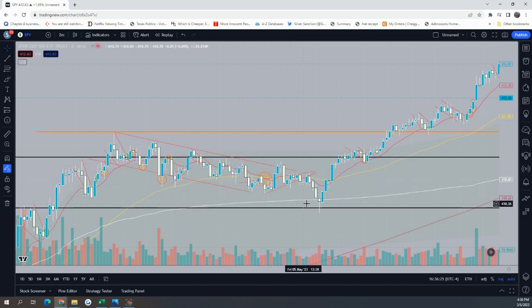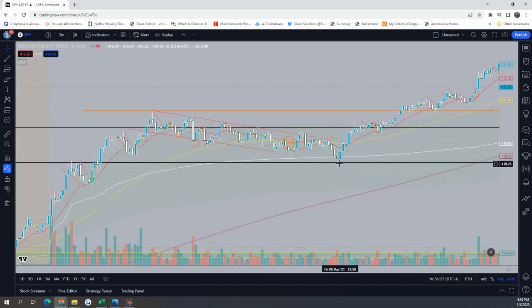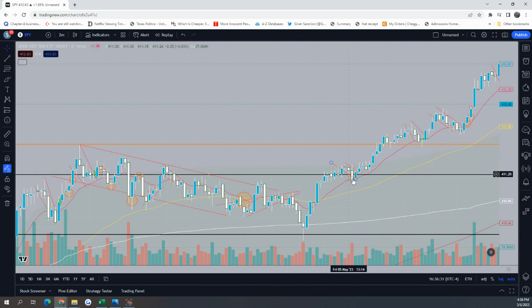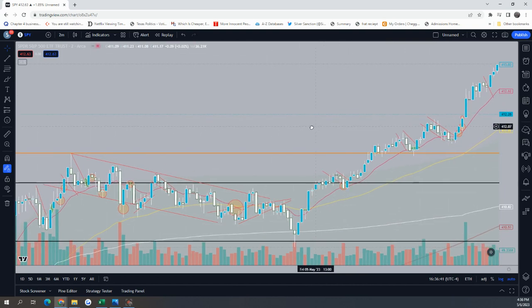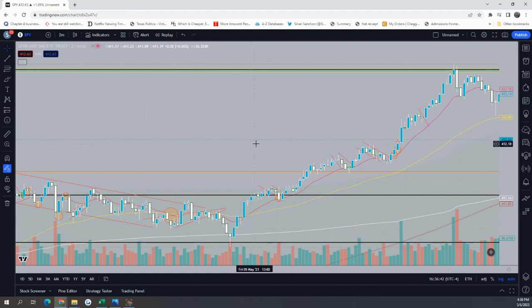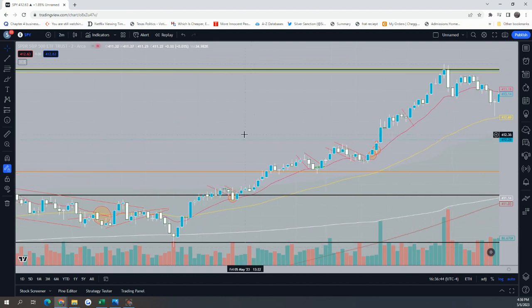But then once we broke back up above the EMAs and held that level with that hammer candle off of that 410 area, I sold here for a small profit. Thanks to theta decay in that case, I got saved there, but a small profit. So right now, about in the day, I'm about break even.